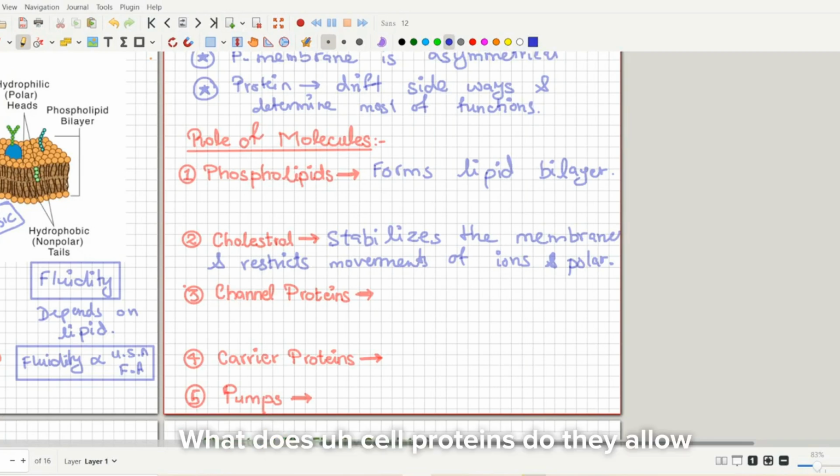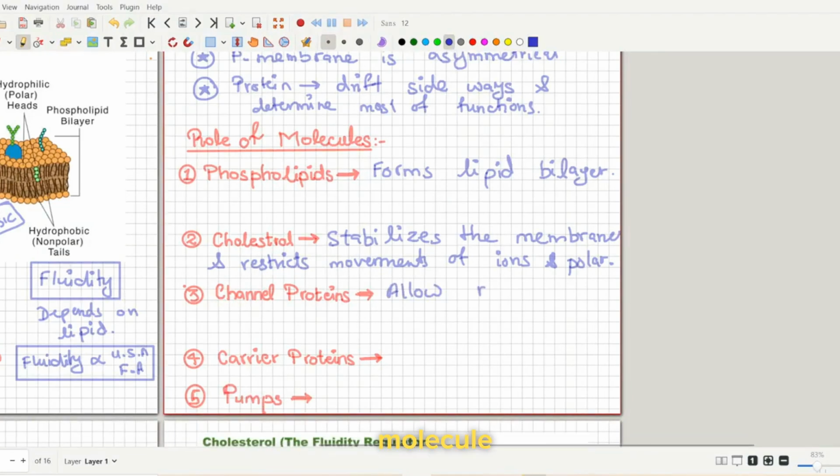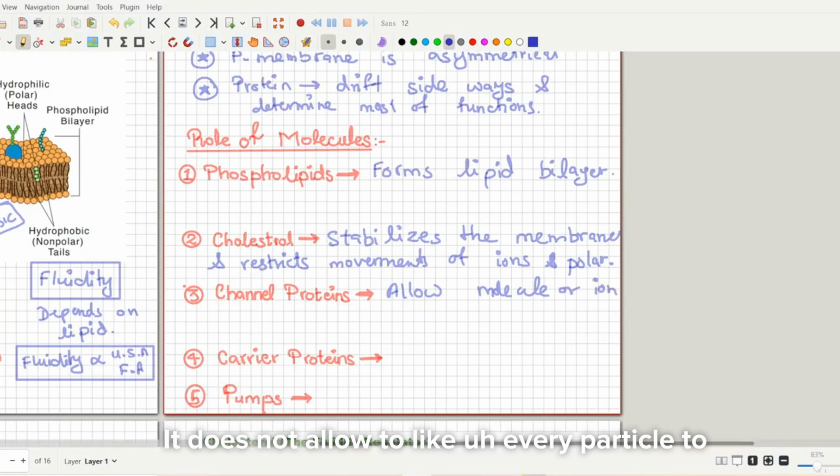What do channel proteins do? They allow movement of a particular molecule or ion. It does not allow every particle to pass, but it mostly allows certain molecules or ions to pass through it. That's why it is called a channel protein. It is the channel of motion.